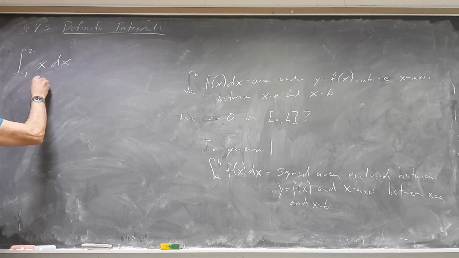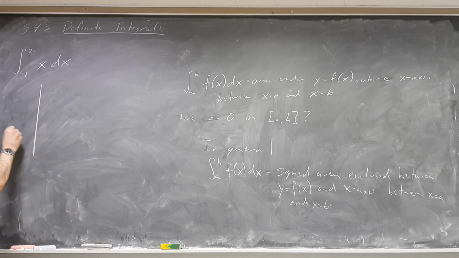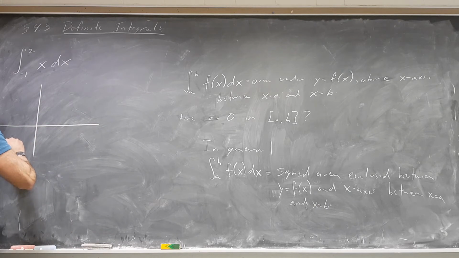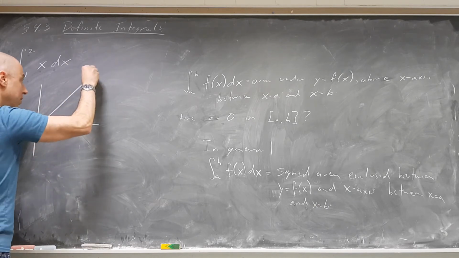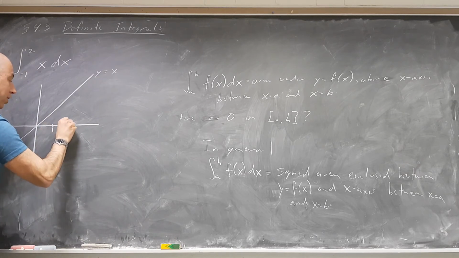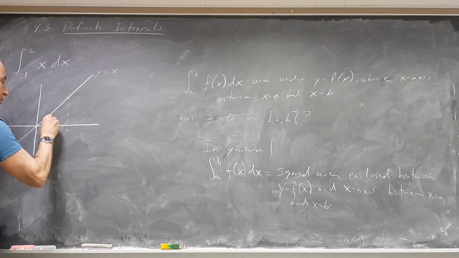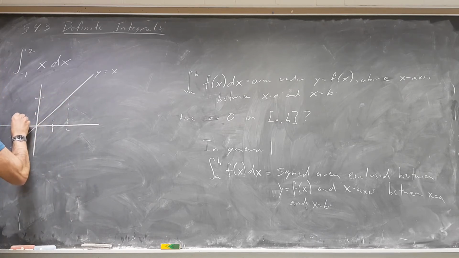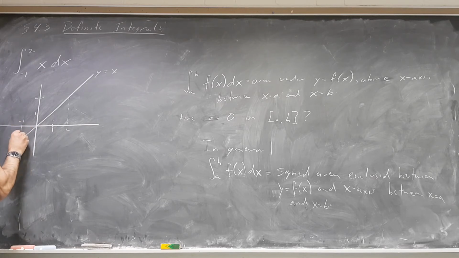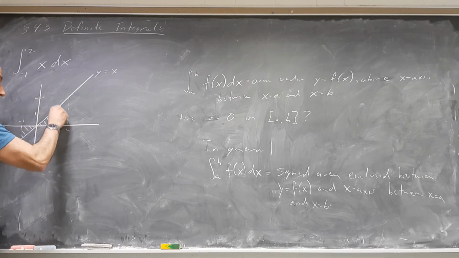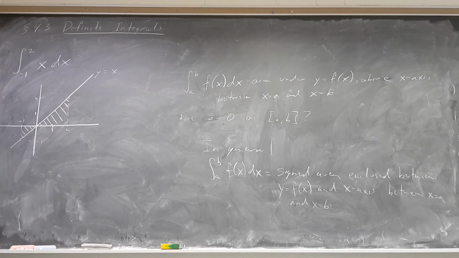Let's go ahead and draw ourselves a picture. Again, we know what y equals x looks like. It's the curve going uphill at 45 degrees. Let's put x equals 1, x equals 2. Of course, this goes to height 2, and x equals -1 over here. That's at height -1. So we want this area right here. This signed area right there.